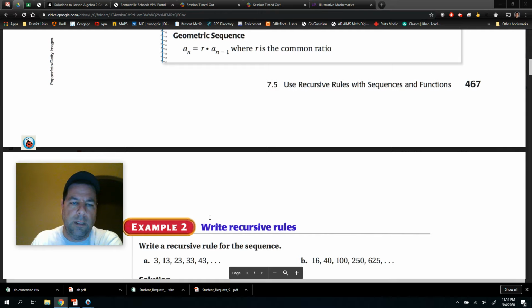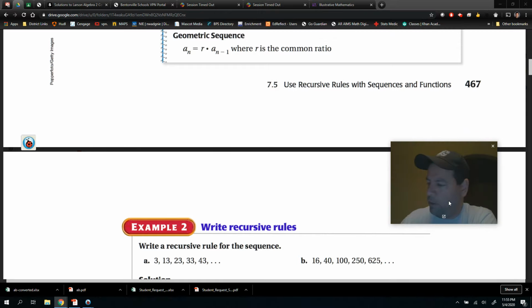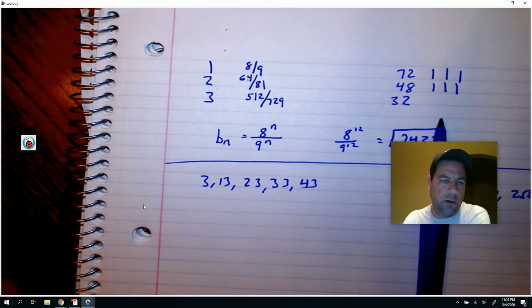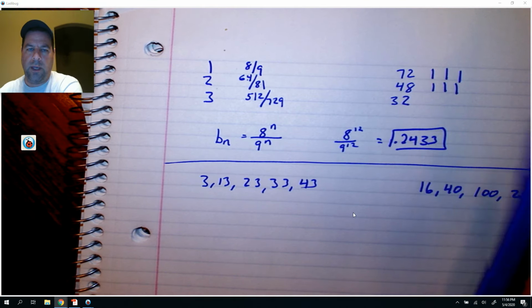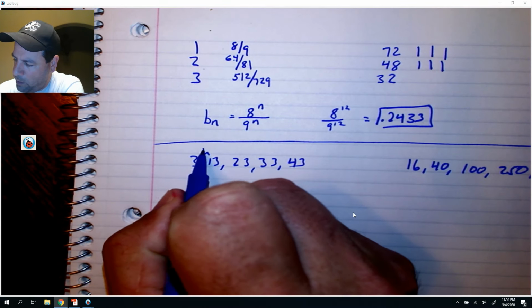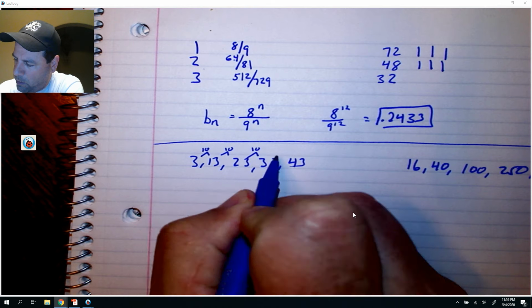All right. Here we go. Let's go to this example right here. Let me write these numbers down. We got 3, 13, 23, 33, and 43. And we got 16, 40, 100, 250, 625. Okay. I'll go here. Move me way back over here again. Now I'm not in the way. We can see that there's a 10 here, a 10 here, 10 here, 10 here.